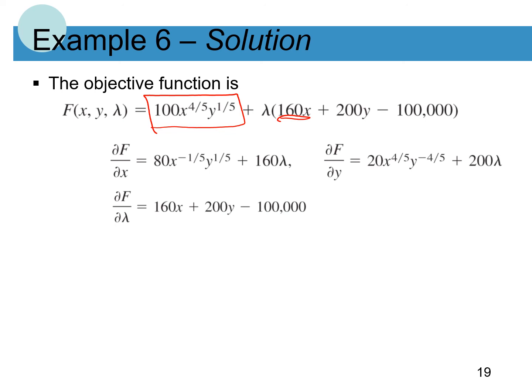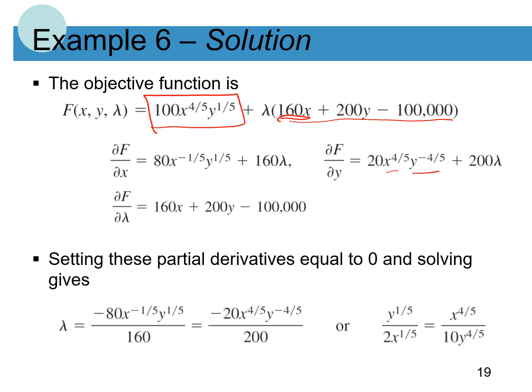Then the derivative of f with respect to y gives us 1/5 times 100, that is 20, x to the power 4/5 remains the same, but y to the power 1/5 minus 5/5 gives y to the power negative 4/5, plus the derivative of the constraint with respect to y, which gives us 200 lambda. Then the derivative with respect to lambda gives us only the value in the parenthesis, that is 160x plus 200y minus 100,000.